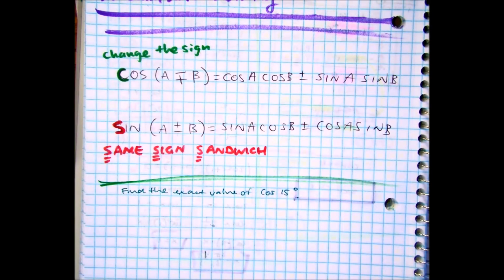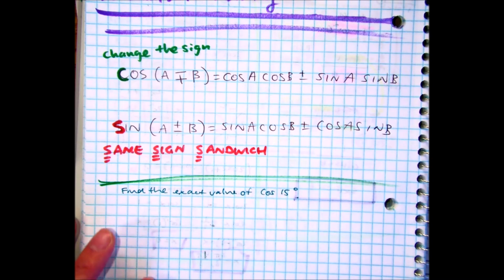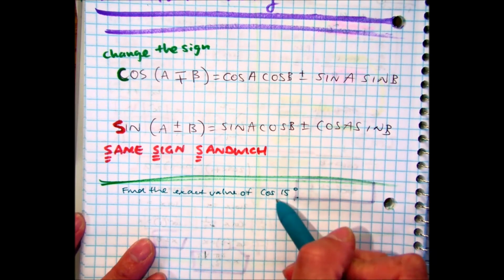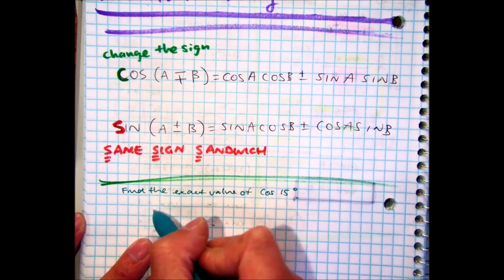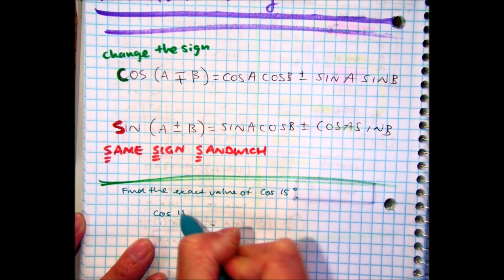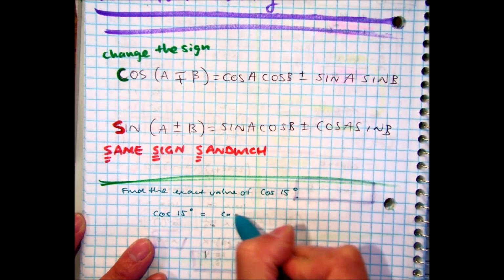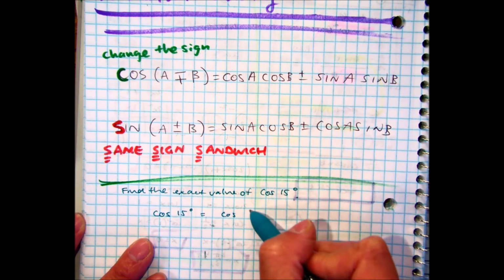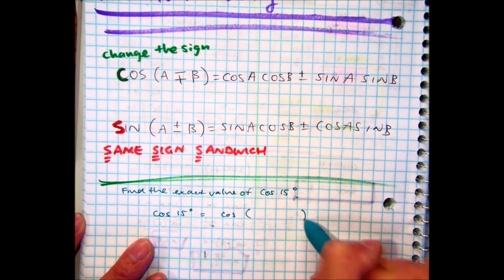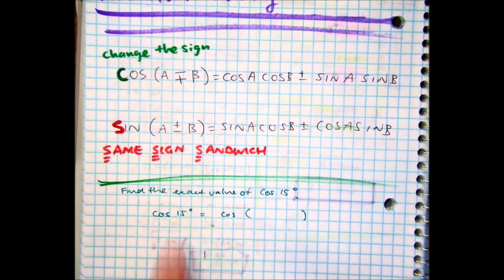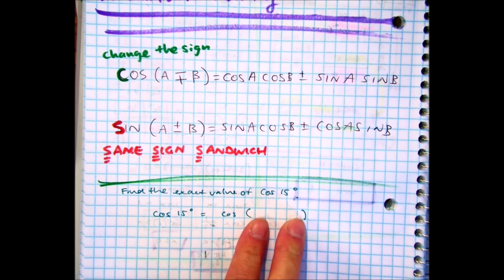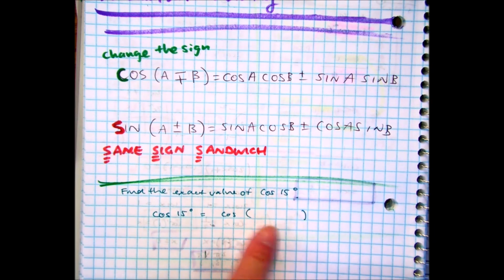So we're going to use the sum and difference identity of cosine. The first thing I'm going to do is write out the sum or difference identity. So cosine of 15 is equal to cosine. Well, I need to pick two values on the unit circle, because 15 is not on the unit circle, two values on the unit circle that equal 15 degrees.